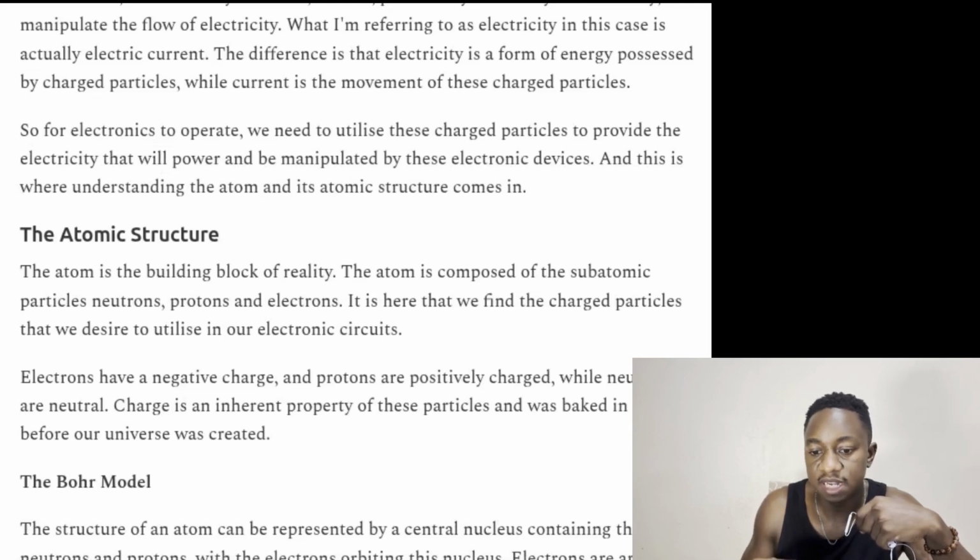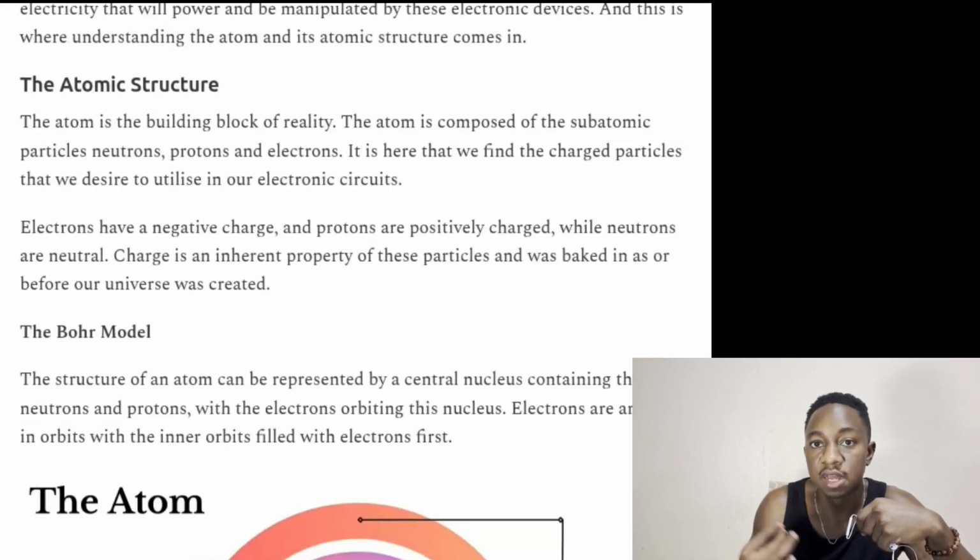And this is where our understanding of the atom and its atomic structure comes in. The atom is the building block of reality. The atom is composed of subatomic particles: neutrons, protons, and electrons. It is here that we find the charged particles that we desire to utilize in our electronic circuits. Electrons have a negative charge and protons have a positive charge, while neutrons are neutral. The charge is an inherent property of these particles and was baked in as or before the universe was created.